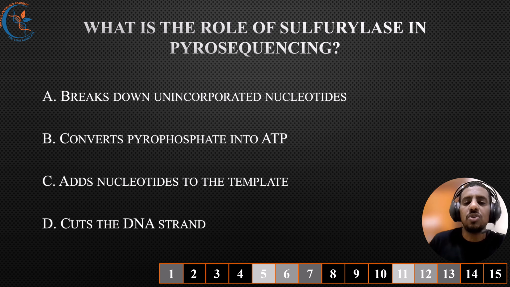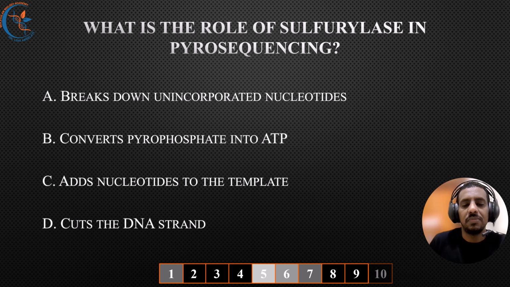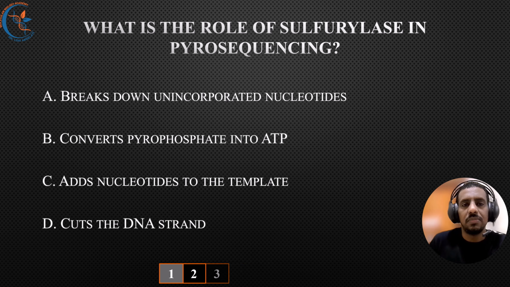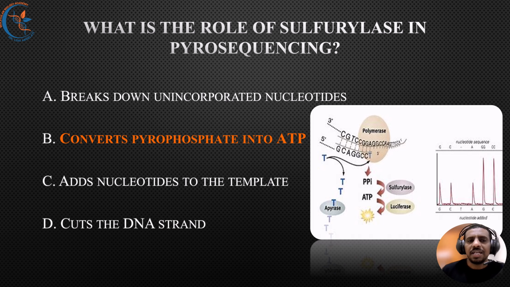What is the role of sulfurylase in pyrosequencing? In pyrosequencing, sulfurylase converts the released pyrophosphate into ATP, as we see in the image, which luciferase then uses to produce a detectable light signal.